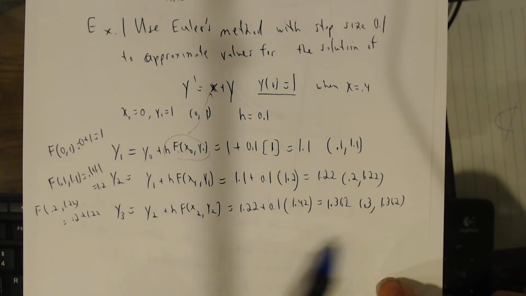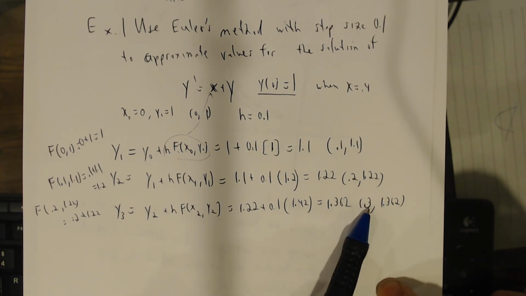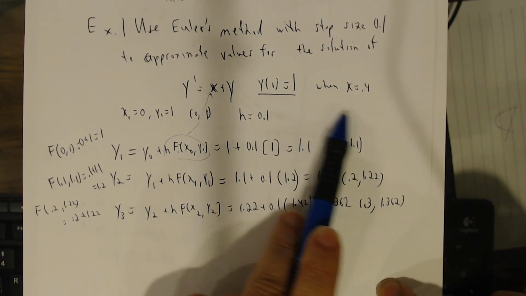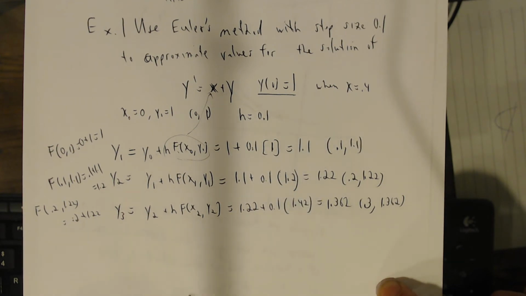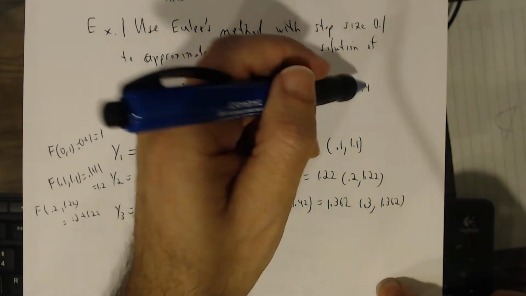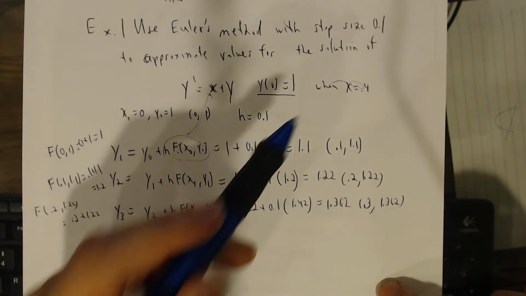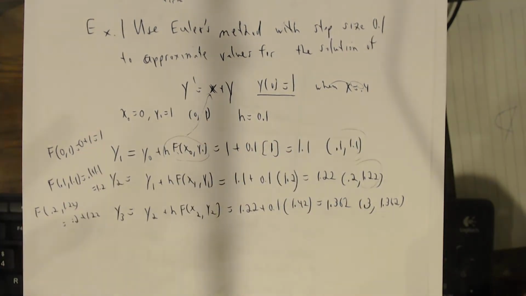I had to keep going one more time, right? Because now I got to x equals 0.3. So if we want to approximate it when x equals 0.4, I would have to go one more step size. Okay, but remember, the smaller the step sizes, the more accurate these approximations are.